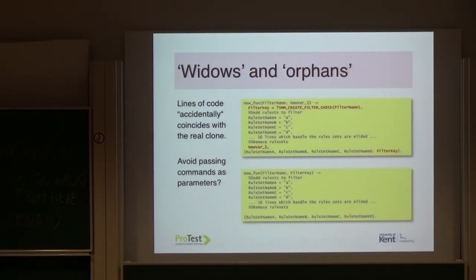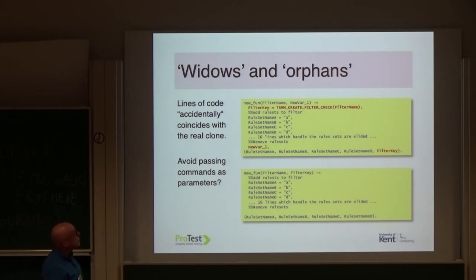One particular thing we saw, the phrase widows and orphans is the one from text processing, where you maybe get one last line of a paragraph that goes on to the next page. What I was thinking of here was this situation. We found this identified as a clone. There's an assignment at the beginning, and then there's a comment that says add rule sets to filter. That sounds like it does something useful. And then remove rule sets. This was what was identified, including the last expression, which was generalized. Now that's a bit suspicious. Having an expression being generalized means there's something completely different.